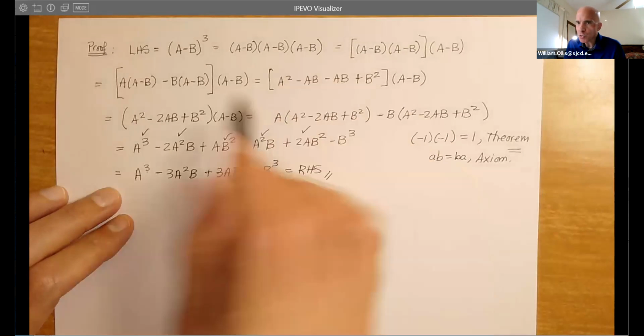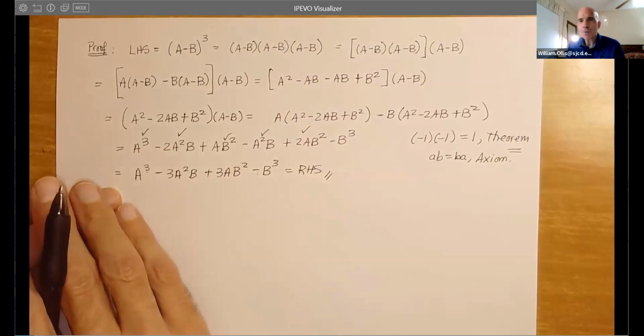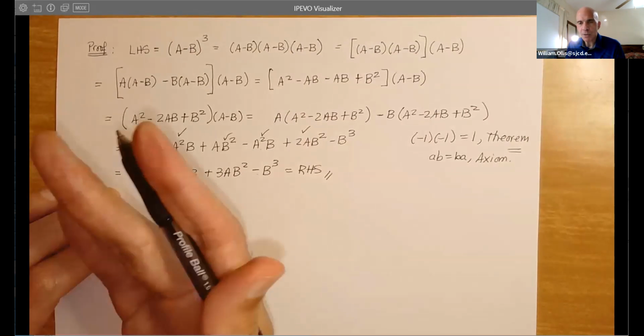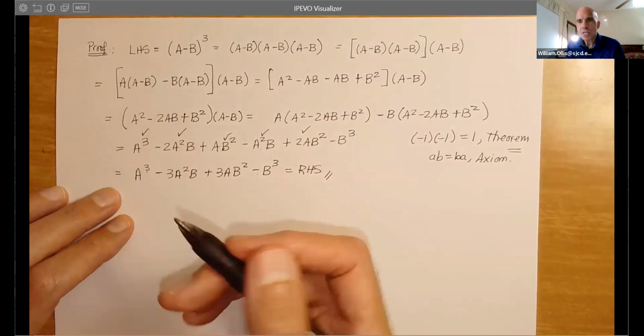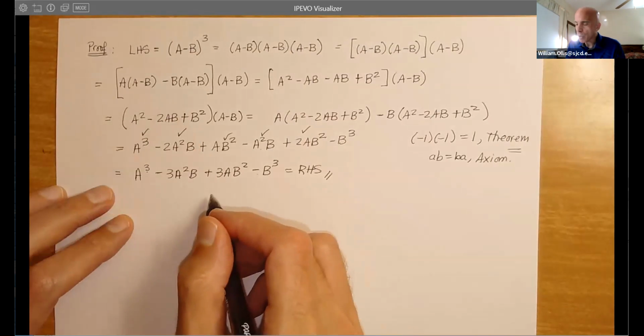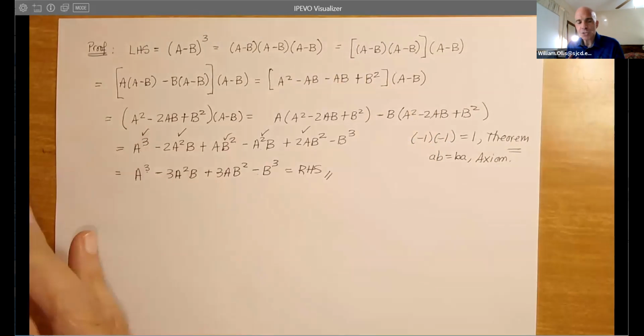a standard, straightforward algebraic proof, just multiplying everything out using the distributive law, using commutativity, and using associativity. So again, this kind of problem just reminds you about collecting terms and doing basic algebra. And my friends, there's nothing wrong with that. Basic algebra is good for you.